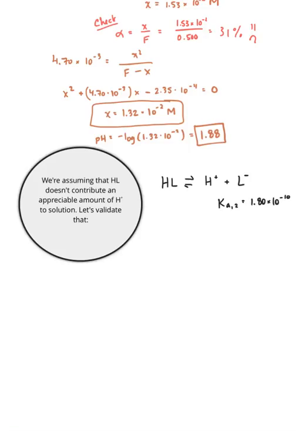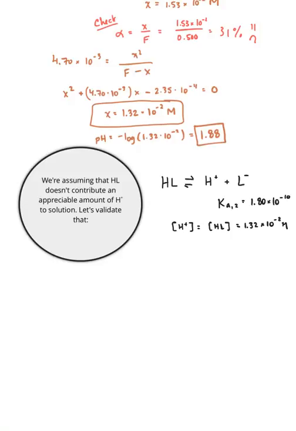So let's validate the assumption that there is an insignificant amount of H plus produced from the zwitterionic form of our amino acid HL. The deprotonation event for HL looks like the equation that I've drawn here, and it has a value of Ka2 of 1.80 times 10 to the minus 10. We know from our work above that the concentration of H plus produced from our fully protonated version, H2L plus, must be equal to the concentration of our zwitterionic form, HL, that is 1.32 times 10 to the minus 2 molar.